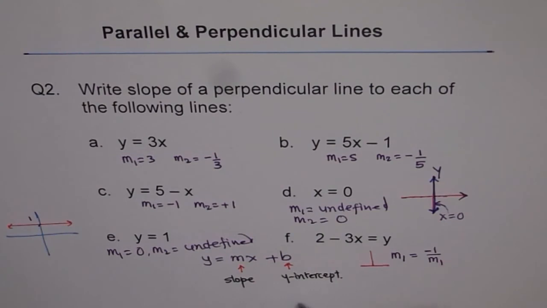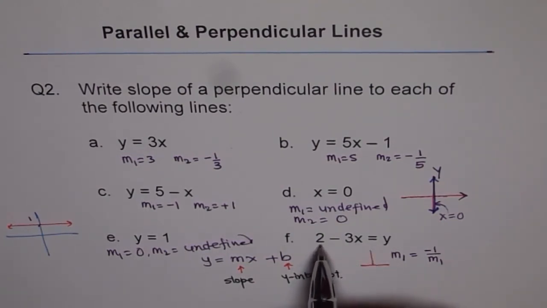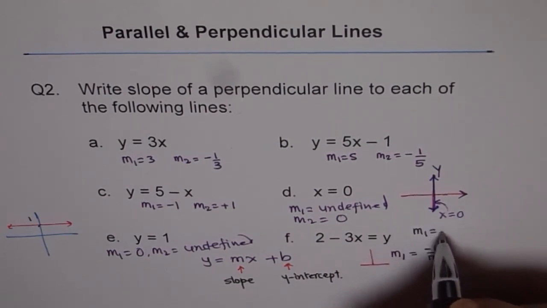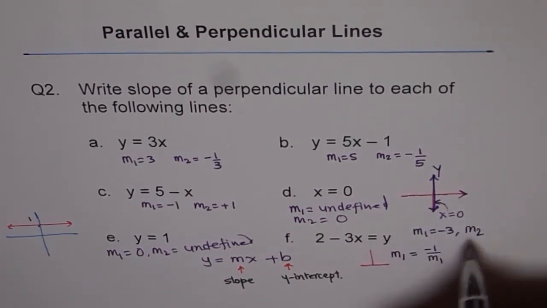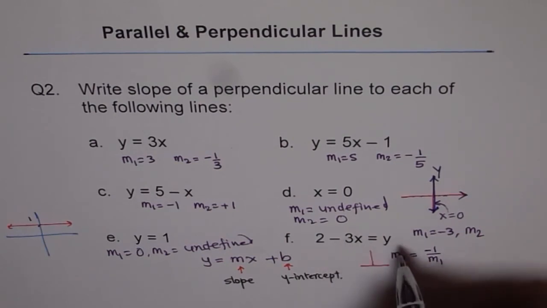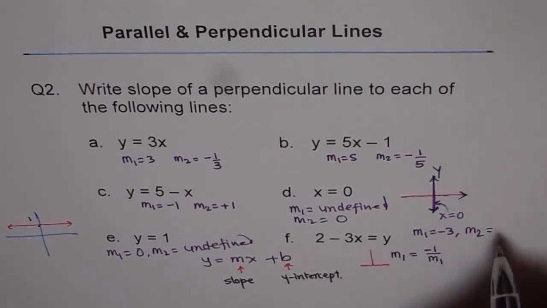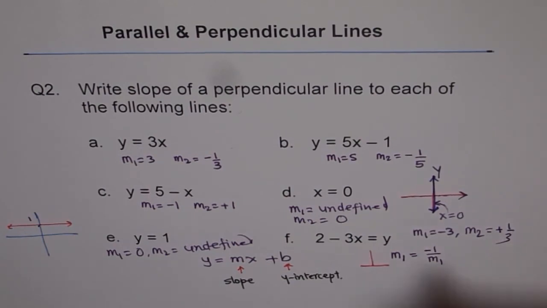Correct? Now this question, we kind of interchanged it and we have written the y-intercept first and then the variable part. Okay? Now here, this given slope is minus 3. So for this equation, m1 is minus 3 and m2, the perpendicular line should have a negative reciprocal. That means negative will make it positive 1 over 3. Correct? So that is what the slope of this line will be.